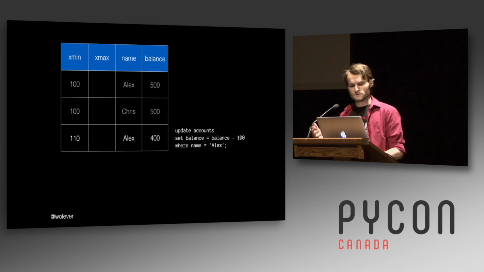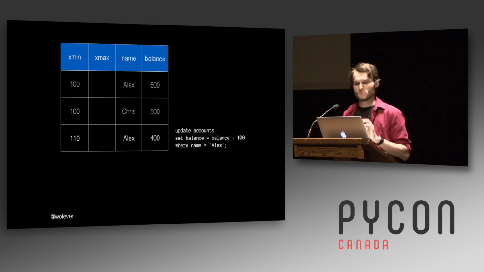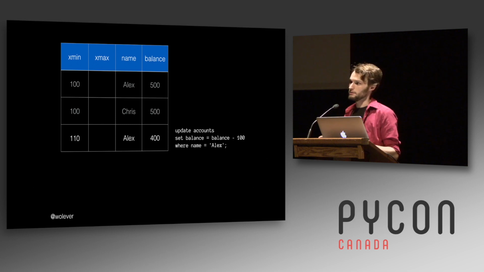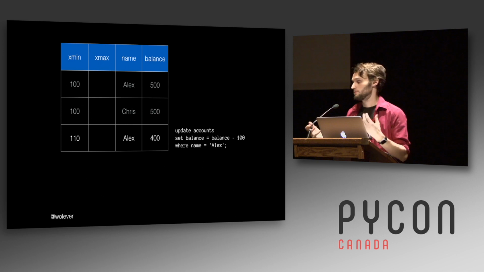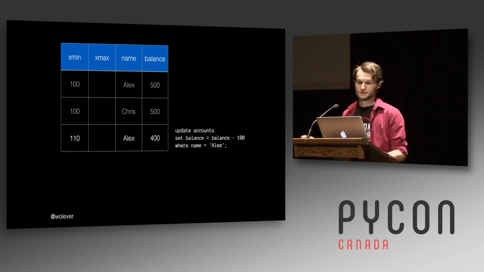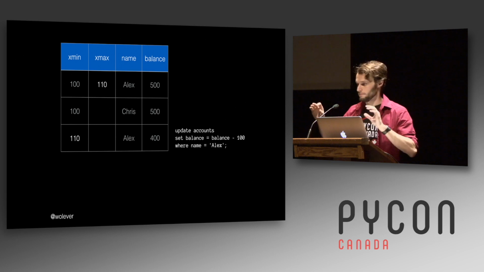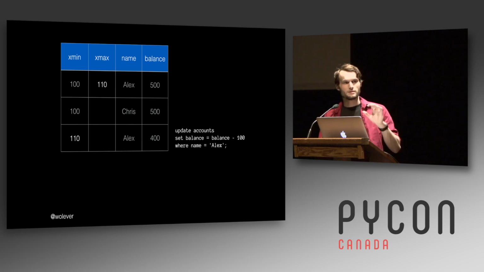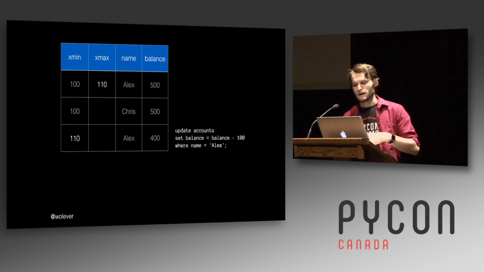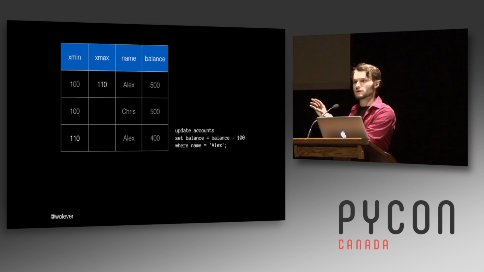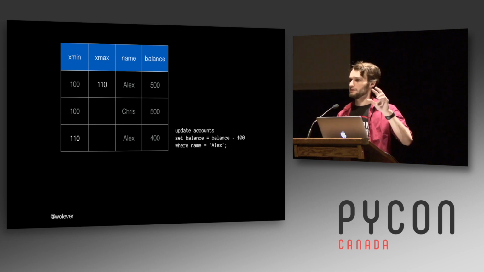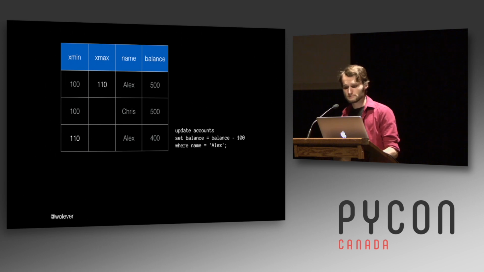So first, we're going to issue that update. We're going to transfer $100 out of Alex's account, and you'll see that the new row has the transaction ID 110. So that's the transaction that is doing this update. The second thing that's going to happen is the xmax of the old row is going to be set to the same transaction ID. And so yes, I did lie a little bit. I said that rows were immutable, but actually it's just the data in the rows that are immutable. Postgres does update these bits of metadata from time to time.